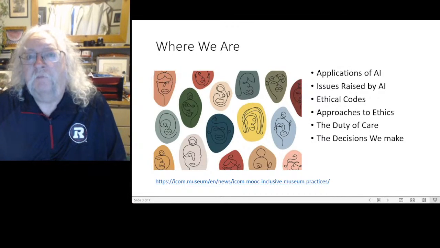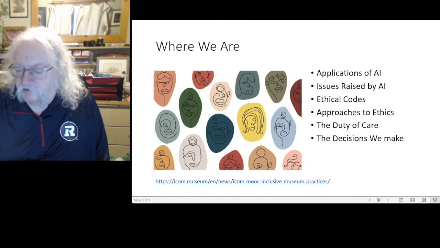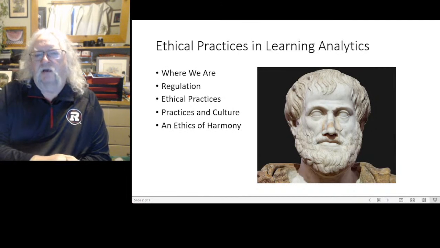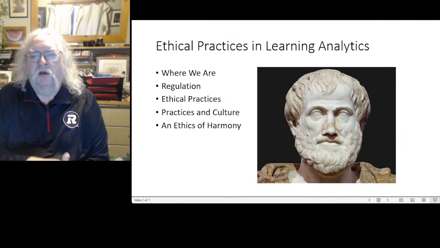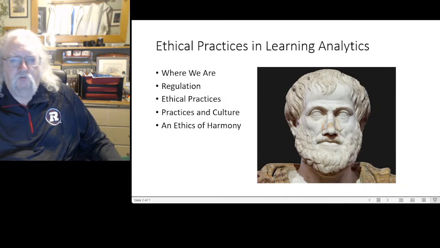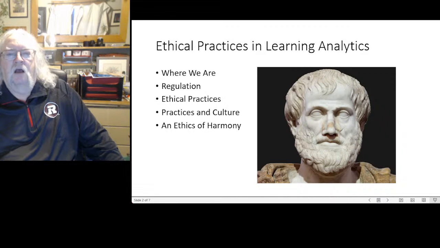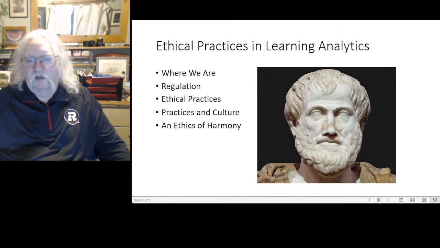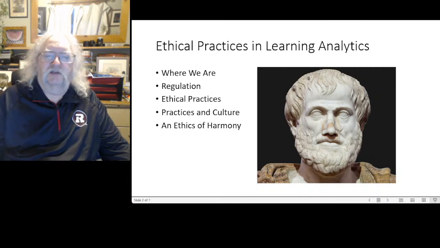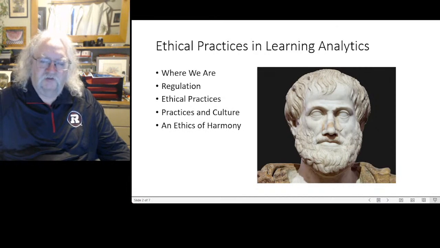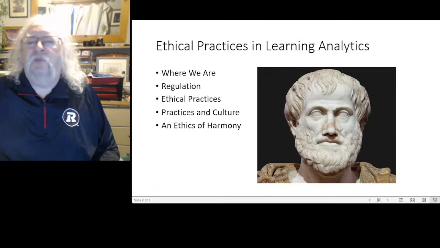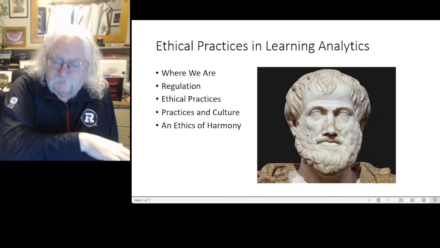So what does it mean? That's what the purpose of this section is. So here's how I'm going to approach this. I'm going to finish summarizing where we are. In fact, I've finished that. I'm going to look at regulation, then ethical practices, then practices and culture, and finally wrap up with an ethics of harmony. And you should think of this really as sort of stepping down a staircase.